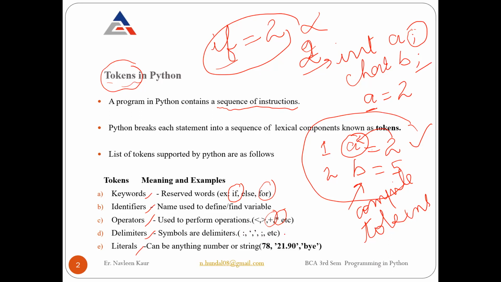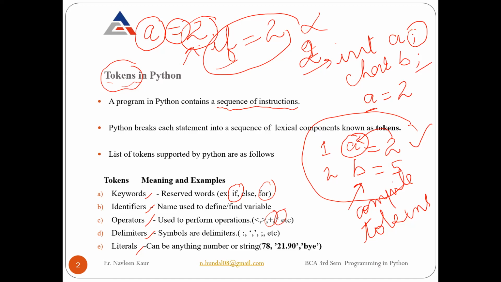Then there are literals. What is a literal? Look at the statement a equals 2. Here a is an identifier, equals is an operator, and this value 2 is a literal. All the values that you assign or use in a program are known as literals.